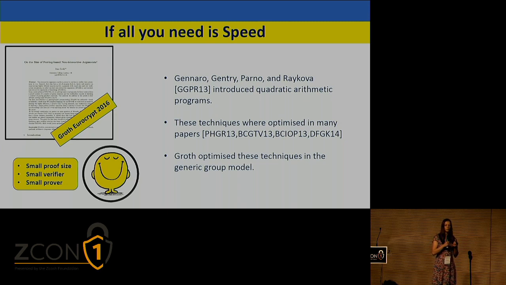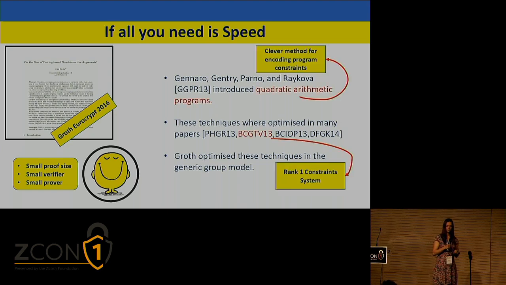After a few papers, GROTH came up with a scheme that was in the generic group model. Okay? So you do lose something from this. It means it's no longer in the standard model under knowledge of exponent assumptions. But it also means that it's a model where you can really cut down on the most elements. So yeah, rank 1 constraint system. The original paper was actually for arithmetic circuits, and rank 1 constraint system came a bit later. But really all it is, is a clever method for encoding program constraints.